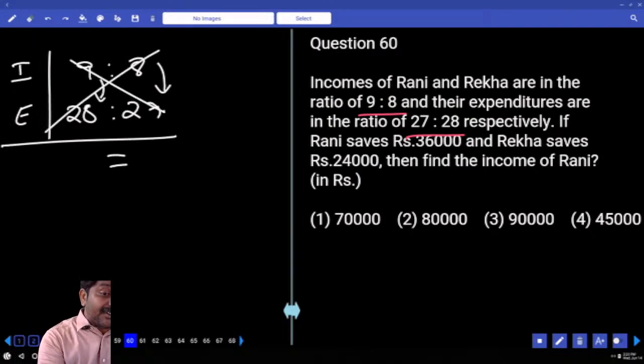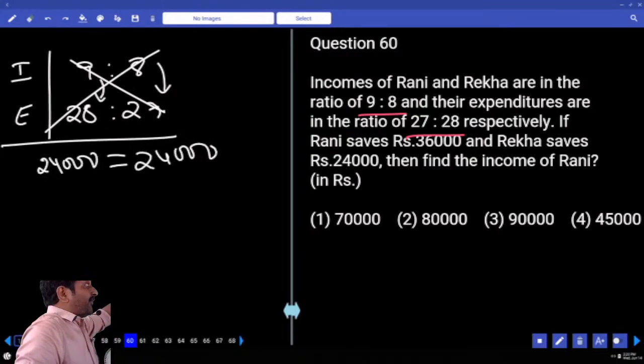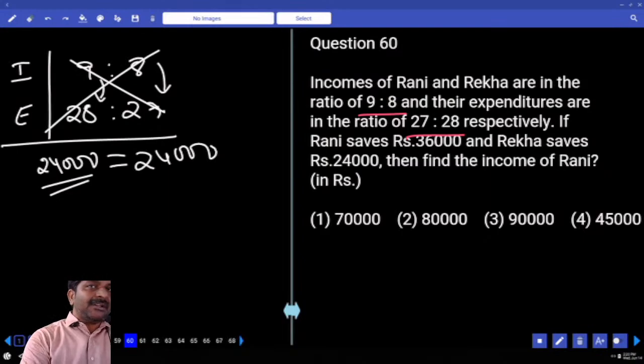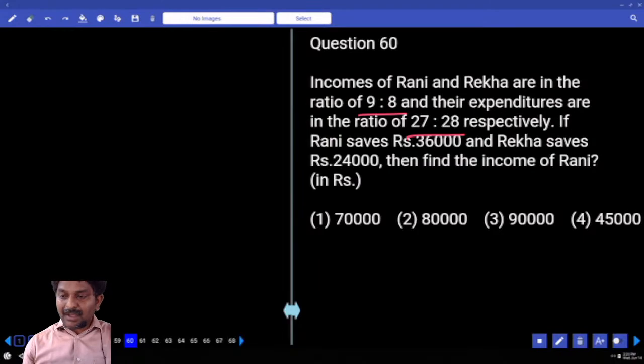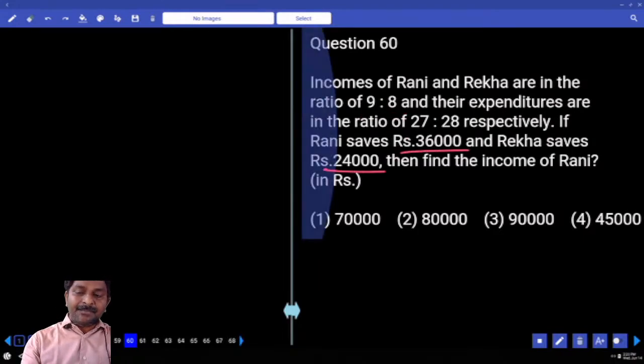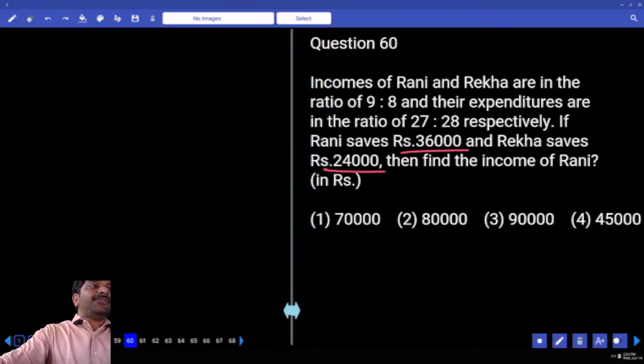Even if the difference is not the same, but still if they say savings are 24,000 in each case, we can make the difference of the two ratios the same, right? Do you know? We do cross multiplication. So that way we can make the difference in terms of parts the same and equate it to 24,000. That is an easy one. But the problem here is, one fellow saves 36,000, the other fellow saves 24,000. So the difference in terms of parts and in terms of number can never be the same.